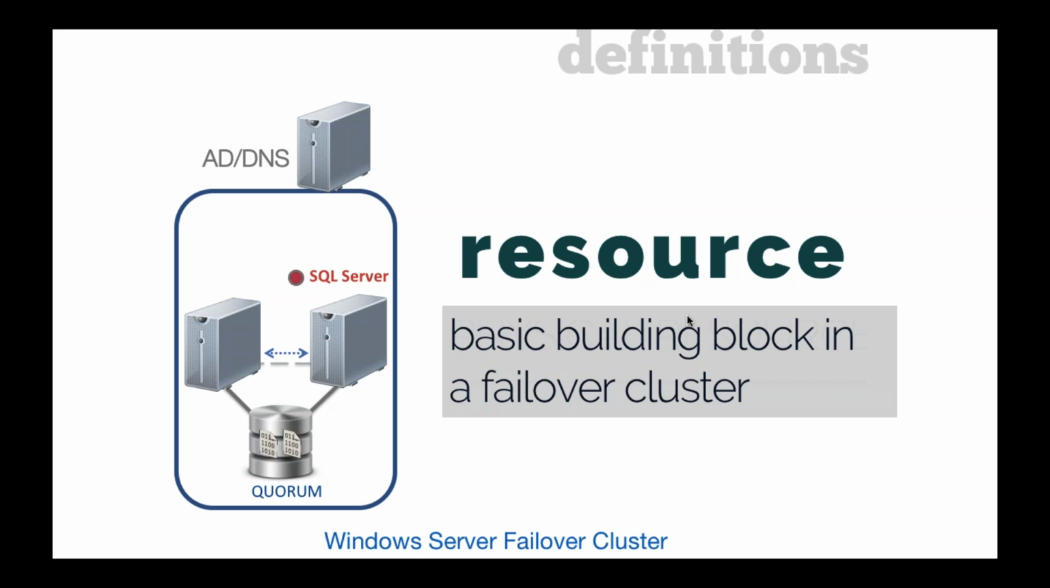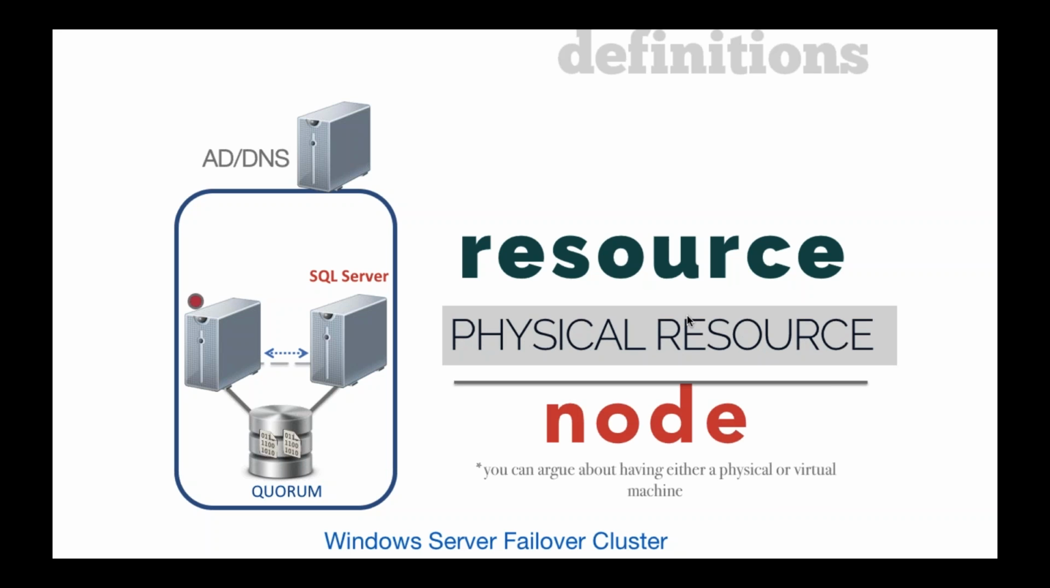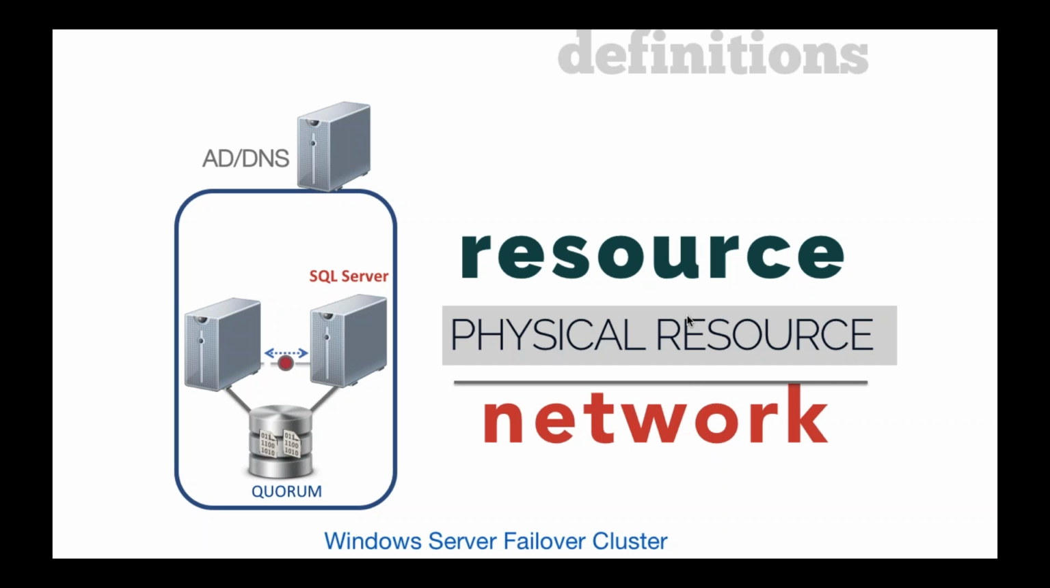Now, as I mentioned, you've got two types of resources. Physical resources: your nodes are an example of a physical resource. Of course, you can argue that you can have either a physical or a virtual machine, but at the end of the day, a node needs to run on something tangible, in this case a physical machine, even if the nodes are running as virtual machines. Your network, again, you need the cables, the routers, and the switches, the physical representation of the resource objects.